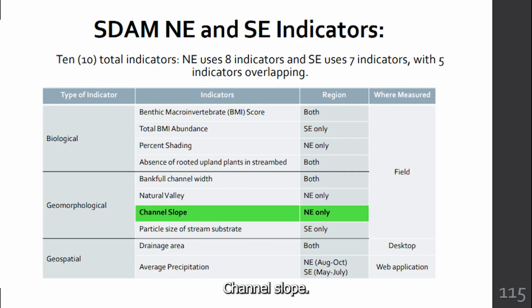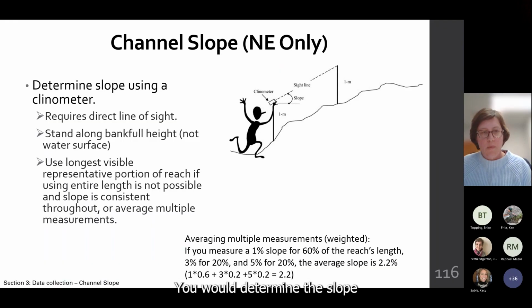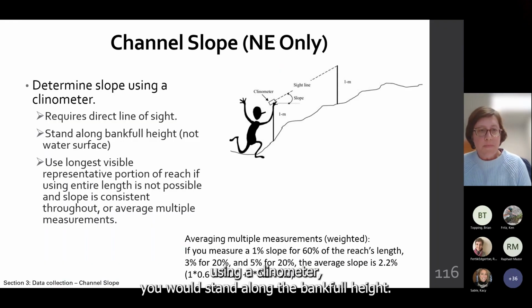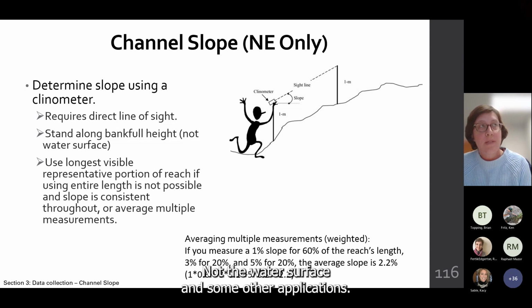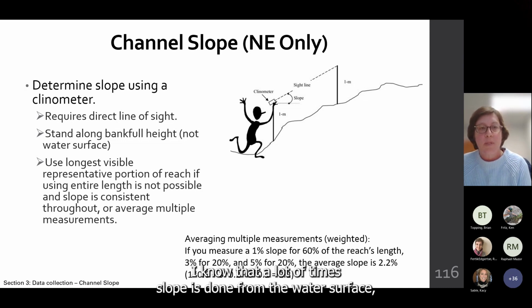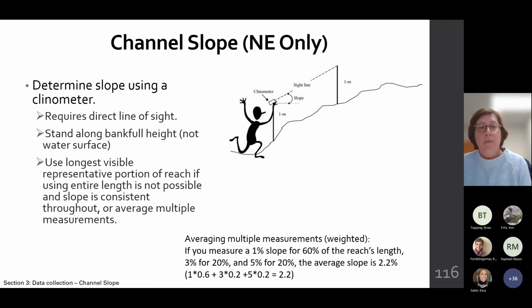All right, channel slope. This is also northeast only. You would determine the slope using a clinometer. You would stand along the bankfull height. So there's bankfull again, so it's good to know where that is. Not the water surface. In some other applications, I know that a lot of times slope is done from the water surface, but not for this application.